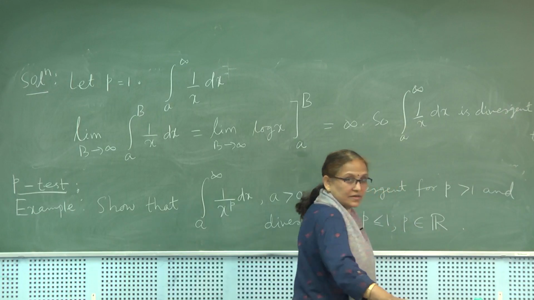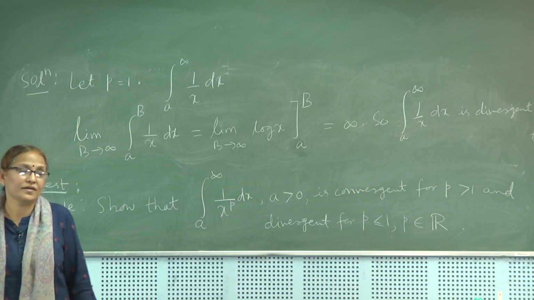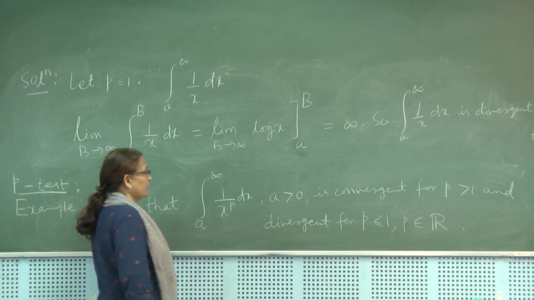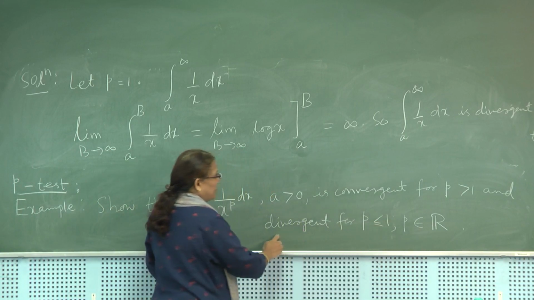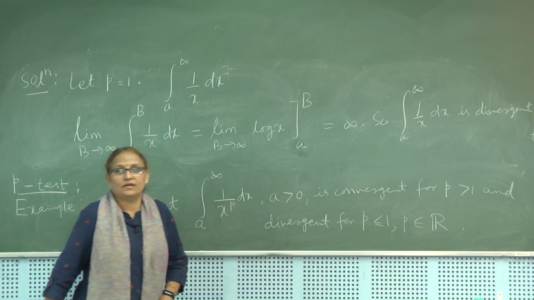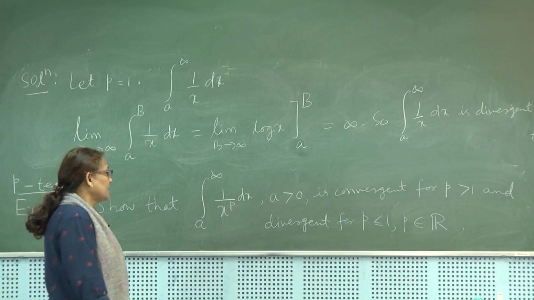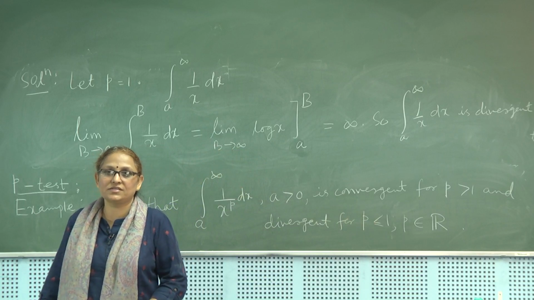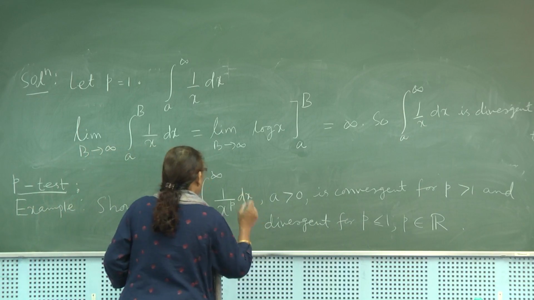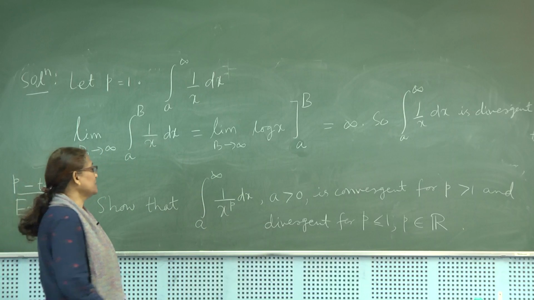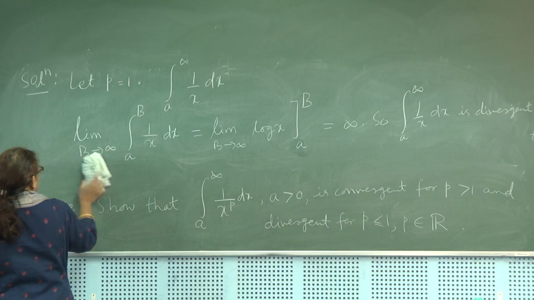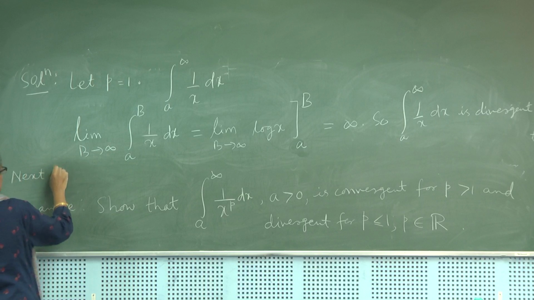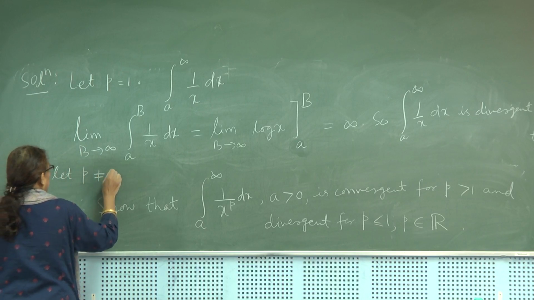This improper integral will diverge. Next, for other values of p: for p equal to 1 we have got the improper integral is divergent. Then for other values of p, that is, when p is different from 1, any real number different from 1, we shall look into that case.